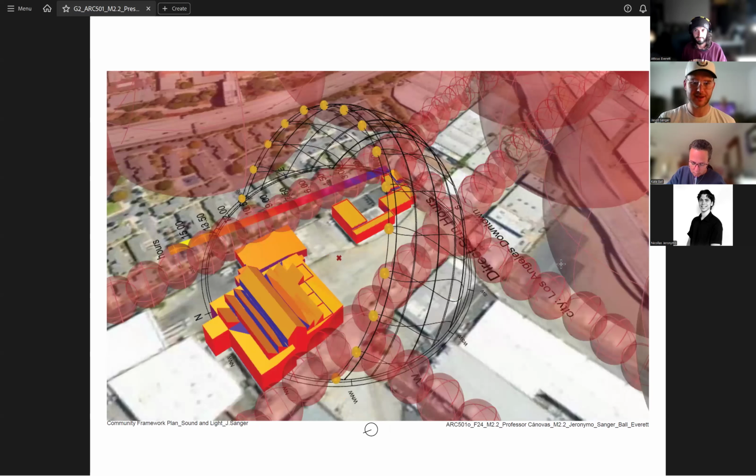Here is an axonometric view of an environmental aspects diagram with red spheres representing noise coming off of streets and highways, a sun diagram over our site, as well as the amount of sun exposure per day shown on the existing buildings on our site. Next.